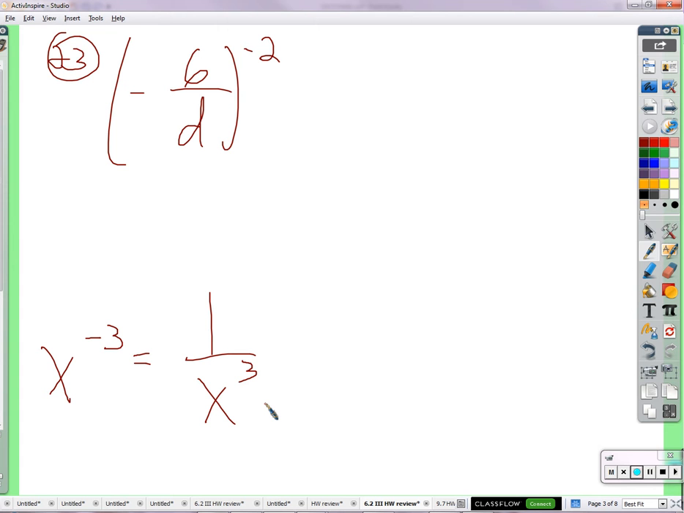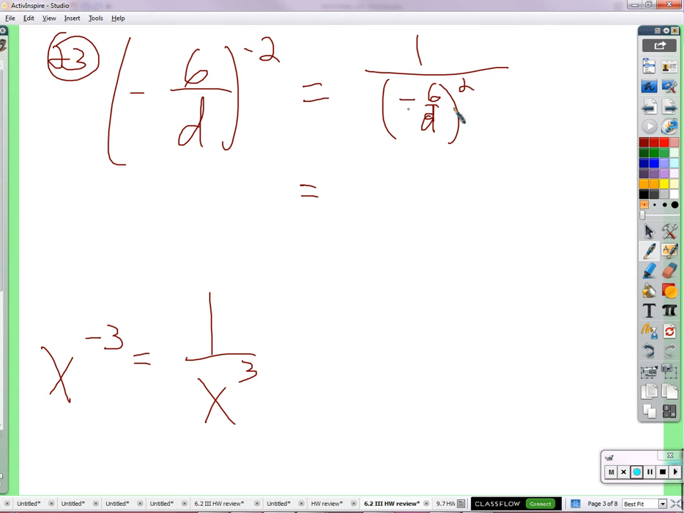So anything that's raised to a negative exponent, we can put it in the denominator with a positive exponent. If it's in the denominator, we can put it in the numerator with a positive exponent. We can apply that to anything raised to a negative exponent. Here is a thing raised to a negative exponent, that entire fraction. So this fraction, negative 6 over d, can now be raised to a positive 2 power in the denominator of this fraction. So now I can do all the work similar to the previous problem.